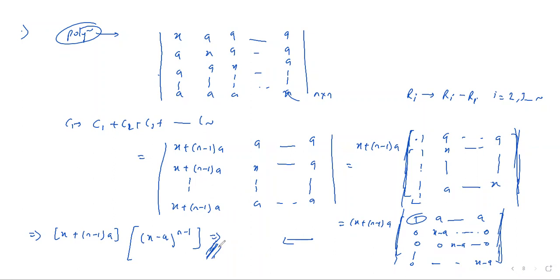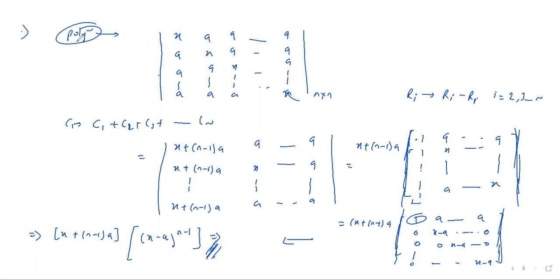Understood? So that's all about the determinant. I think that was everything in the determinant. You can find the determinant of any matrix with the help of some operations and some little logic. So I was talking about the polynomial.